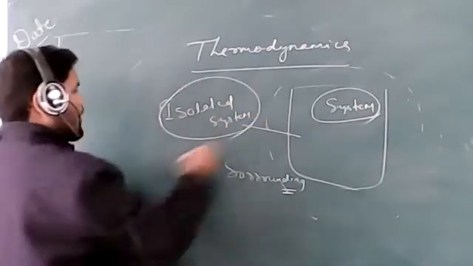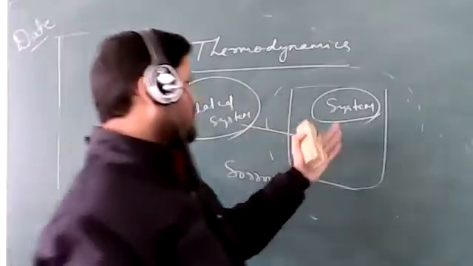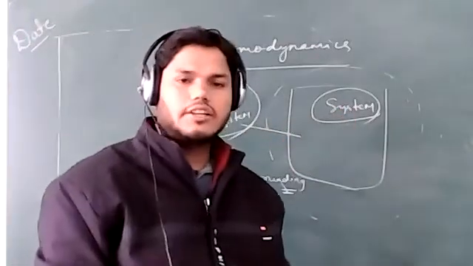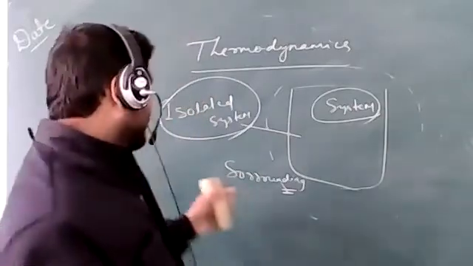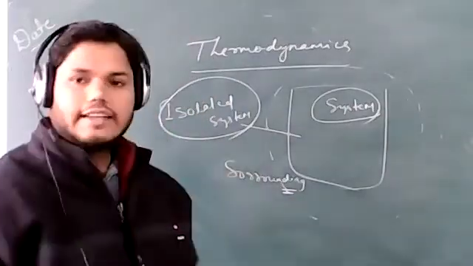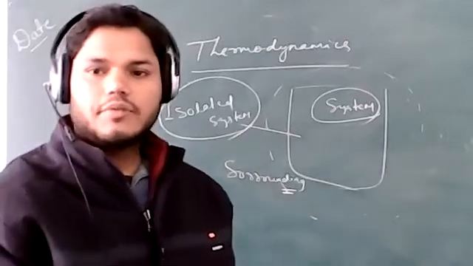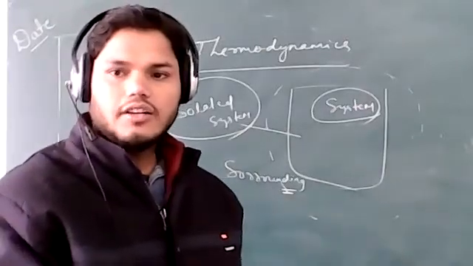Isolated system means what? If there is no connection between the system and the surrounding, it means the temperature will not transfer, and all these things will not transfer. Then this system is called the isolated system. Isolated means it is isolated from the surrounding.